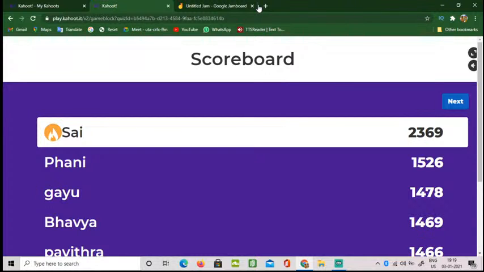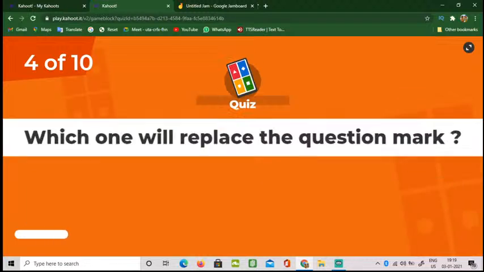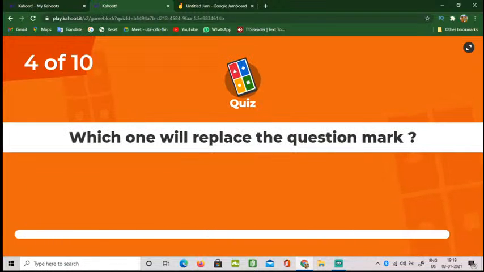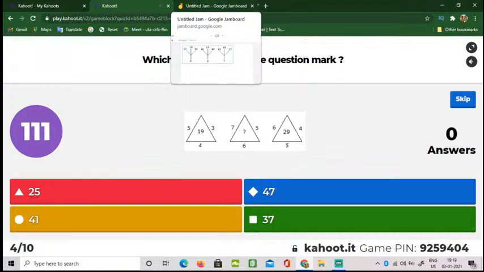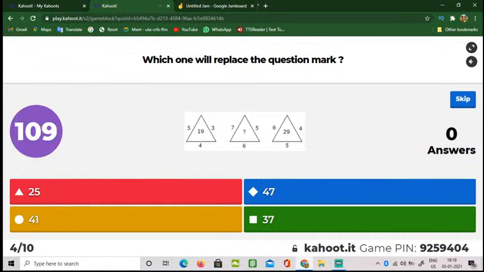Okay, now let's move on to the next question. Which one will replace the question mark? Okay, I hope you all can see the question clearly. Okay, guys, you have plenty of time. I have started getting answers, 3 answers.